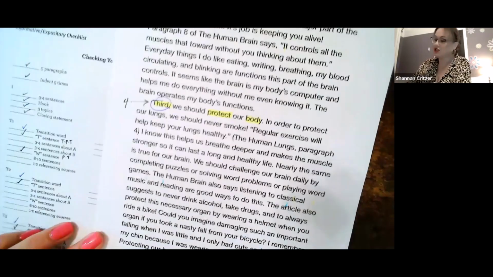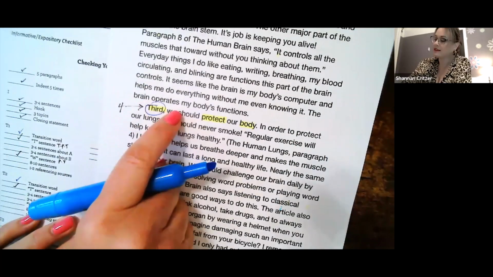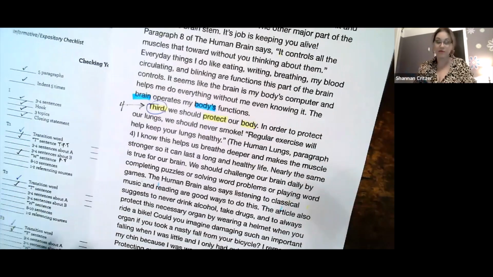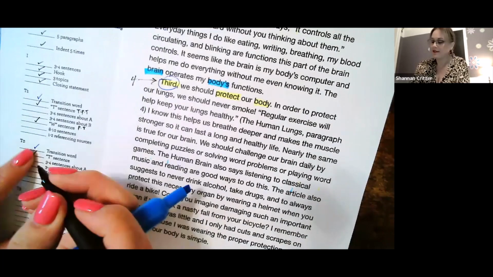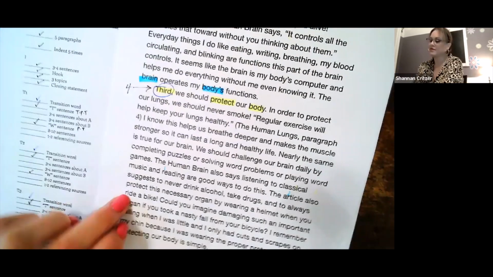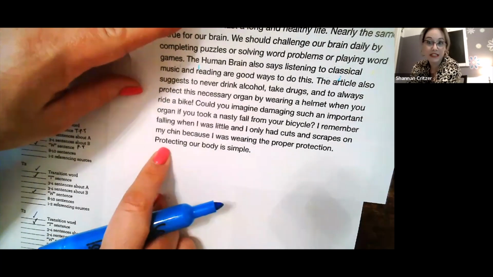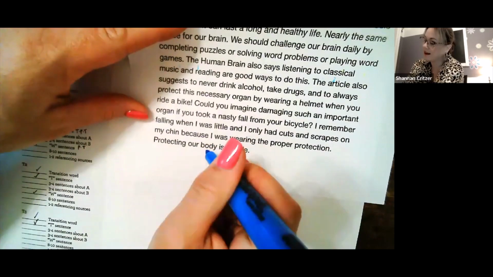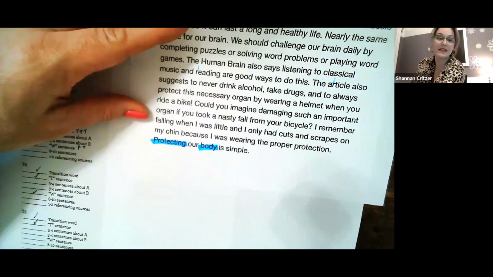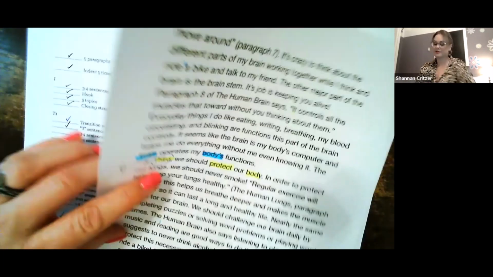Let's look at my T2. I should have brain and body. The brain operates my body's functions. So I have brain and I have body, my prompt and my topic. And let's look at 3. Oh, it's all the way down here. I need to have protecting or protect and body. And I have both of those. And so there we go. I have my W sentence for my T3.